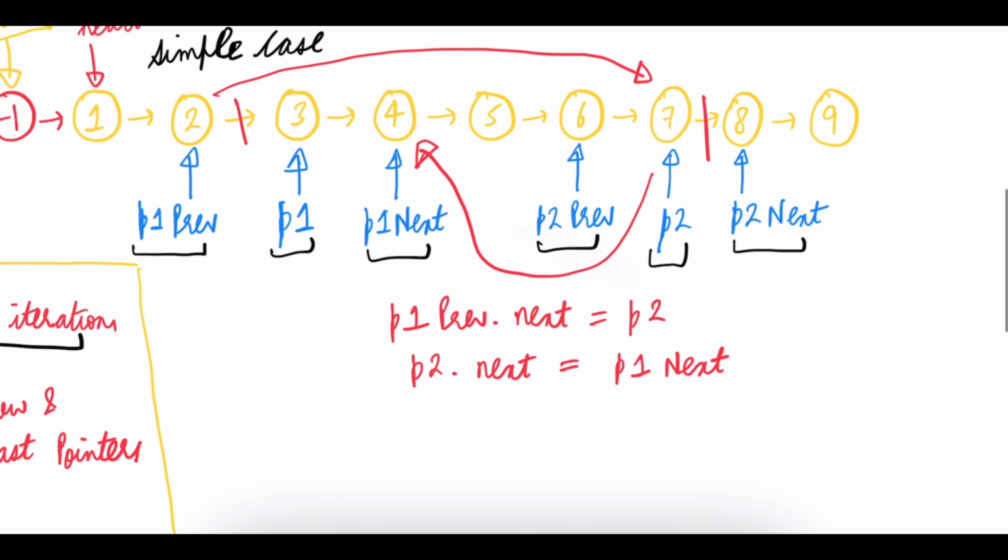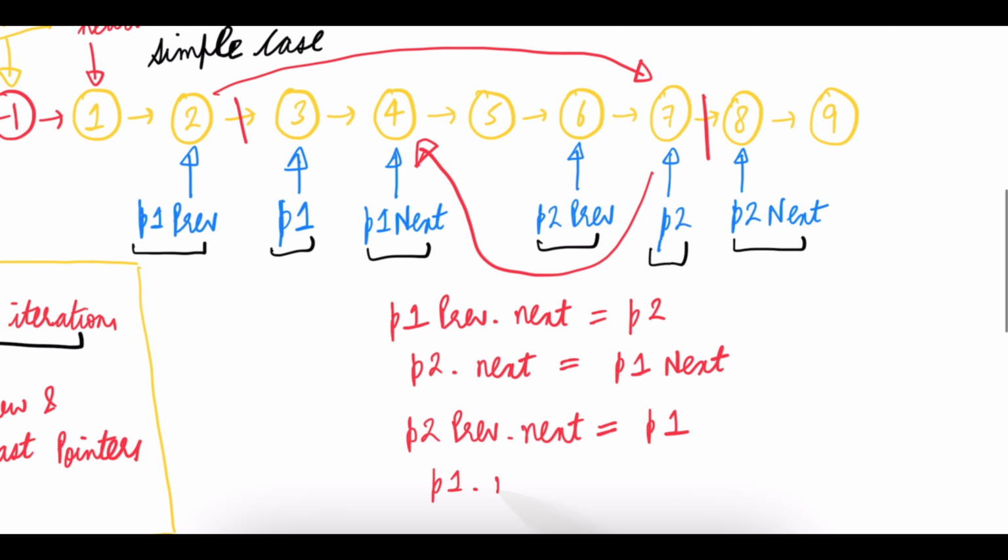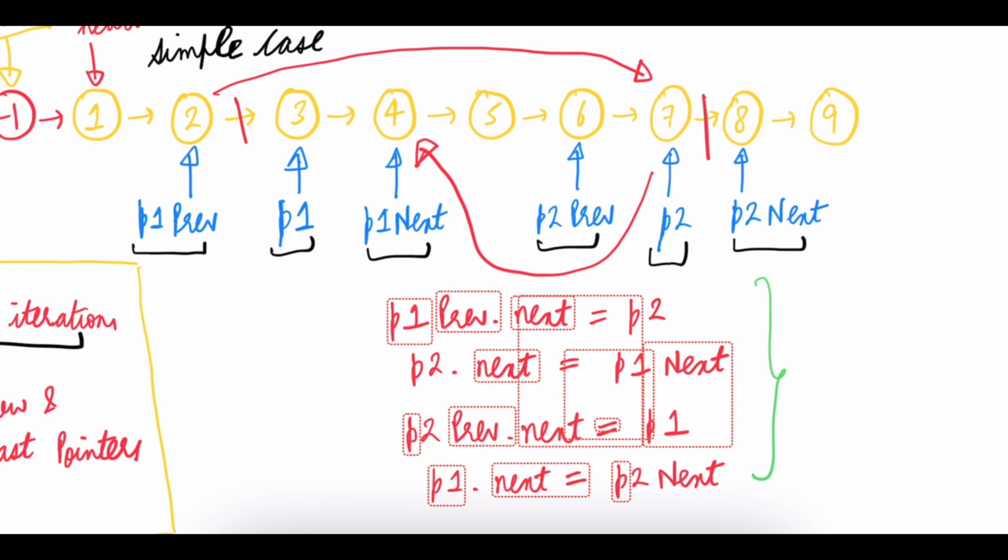and similarly p2 previous dot next is going to point to p1, and p1 dot next is going to point to p2 next. And once we have done this, we would have swapped p1 and p2 and we would be done.